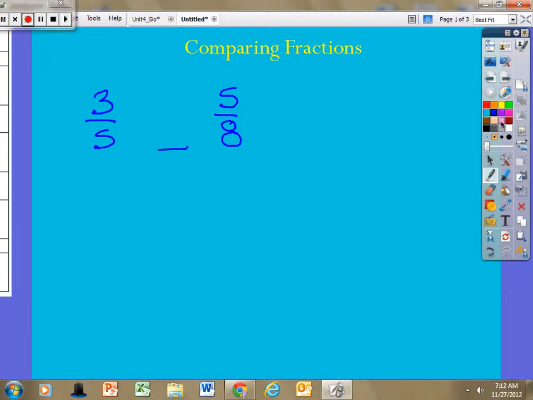So what I'm going to do is figure out what some common multiples they have. Let's find their least common multiple. I'm going to start with the larger number. I'm going to start with 8.